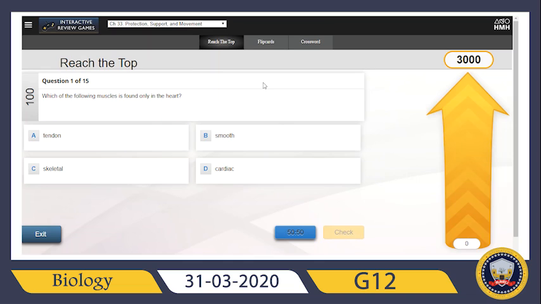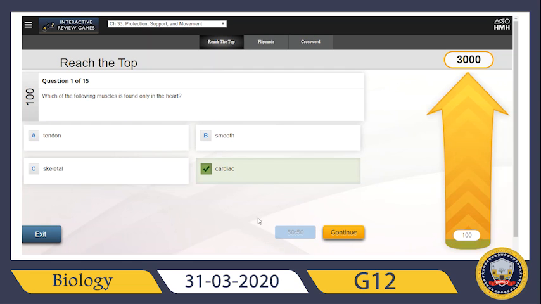Well, this is called reach the top. We need to gather 3,000 points by solving 15 questions. So, which of the following muscle is found only in heart? Is it tendon, smooth, skeletal, cardiac? So, it's cardiac. Check. Good.